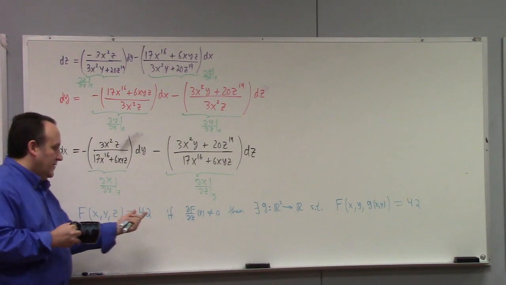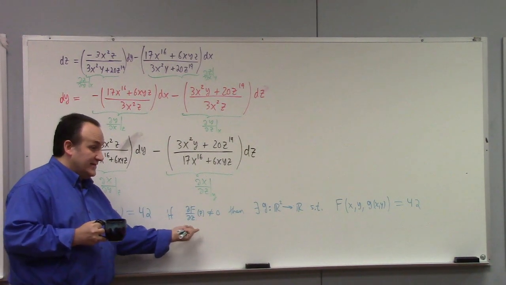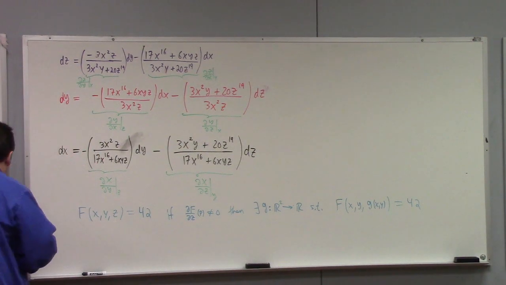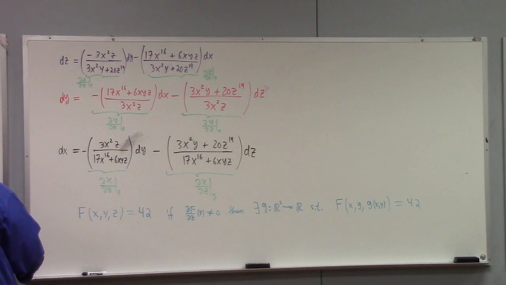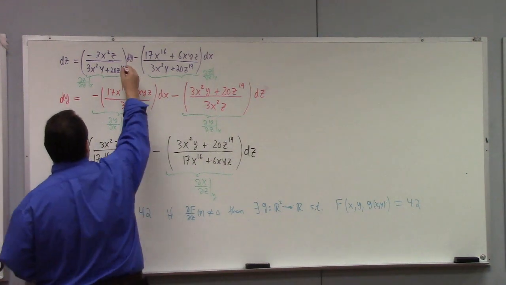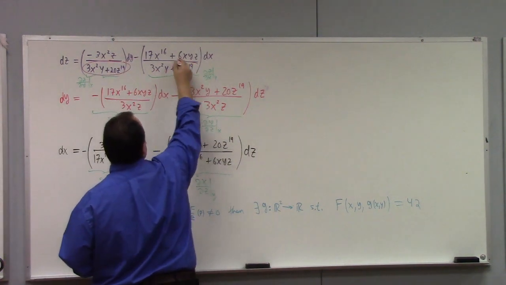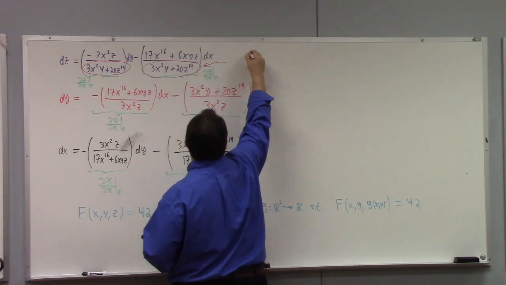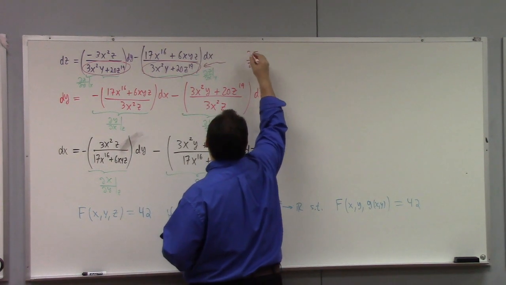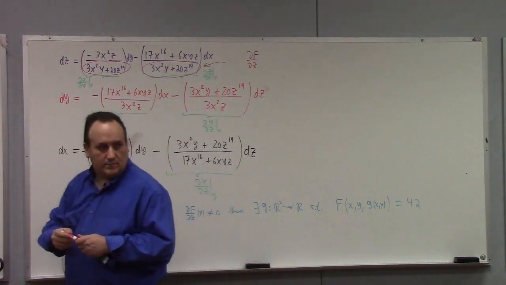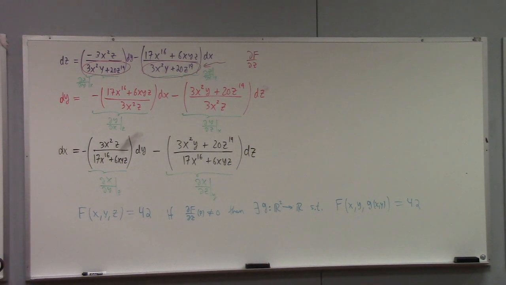What is partial f, partial z? What is that? Think about it, it's exactly this guy. See that? That right there is the partial f, partial z. This right here is f sub z. This right here is f sub y. This right here is f sub x.